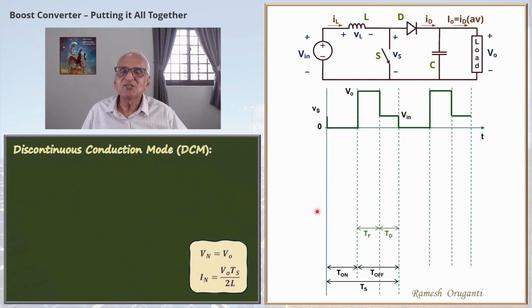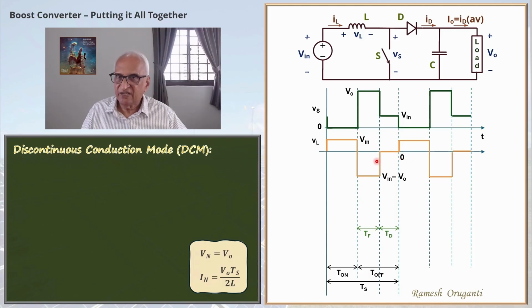The inductor voltage will also show corresponding changes. This is the inductor voltage waveform. When the switch is on, the inductor voltage is Vin. When the switch is off, for the TF interval, as long as the diode is conducting, the inductor voltage is Vin minus V0. When the diode is also off during the TD interval, there is no inductor current. There is no induced voltage in the inductor. So the inductor voltage will be 0.